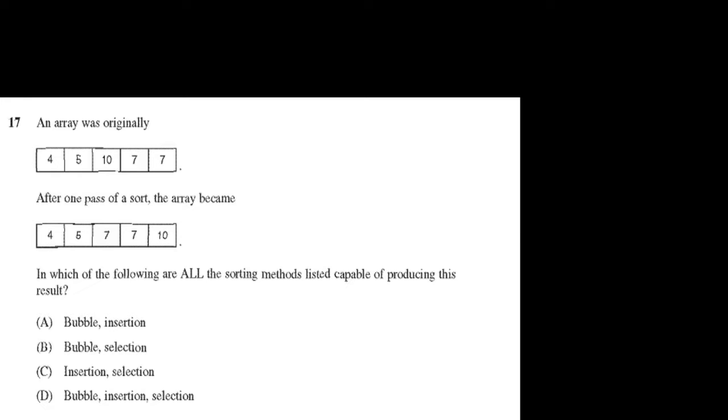So I've got the usual suspects: bubble, insertion, selection. Now we have a bit of a look at these. The insertion is in those three, so maybe if we can eliminate that, we'll be left with the correct answer. So I'm going to start with insertion sort and do one pass.